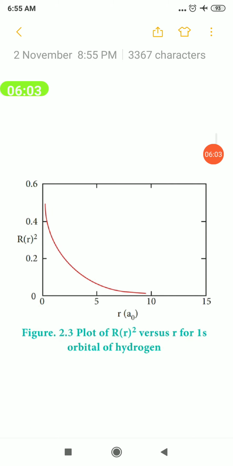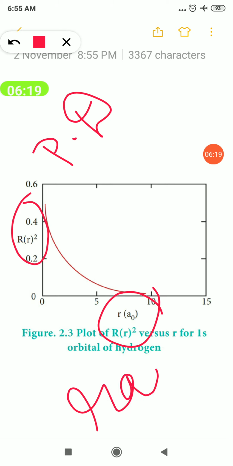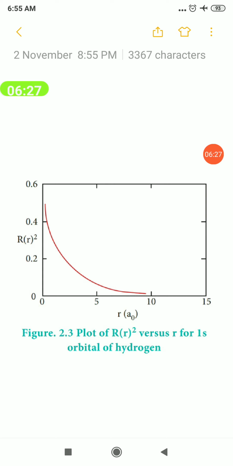Students, this is the plot of that electron present in the 1s orbital of hydrogen. In the y-axis we have taken R of r squared, that is called probability density, whereas in the x-axis we have taken small letter r, that is the radius, or the distance between the electron and the nucleus. Okay, so we have got a plot like this.